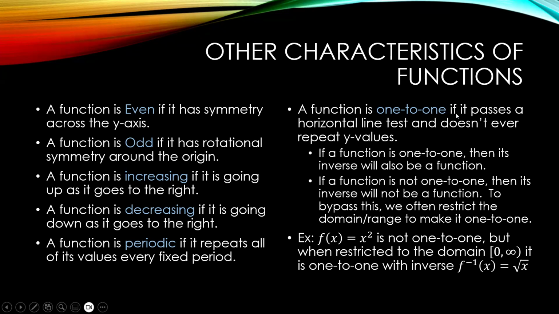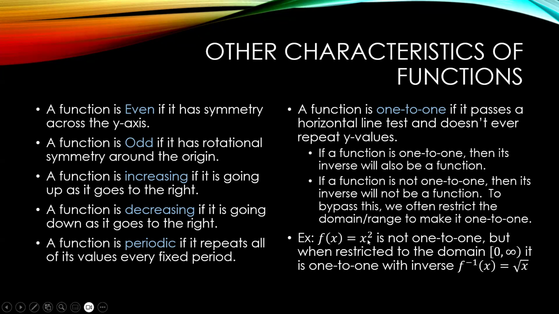A function is one-to-one if it passes a horizontal line test and doesn't ever repeat y values. This is very similar to being a function. A function has a vertical line test, while one-to-one has a horizontal line test. The important thing about a function being one-to-one is it means that the inverse will also be a function. And that can be very useful, in particular for functions like 2 to the x or e to the x, because we can verify that they are one-to-one, and so the inverse must be a function. And we can then come up with new terms to describe that function.